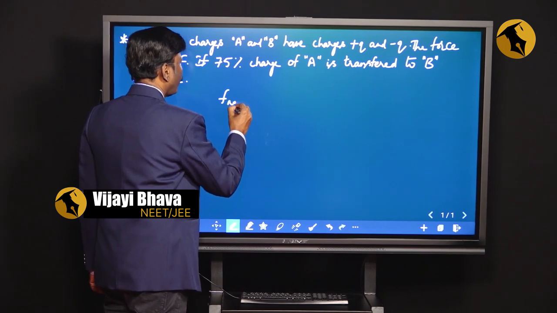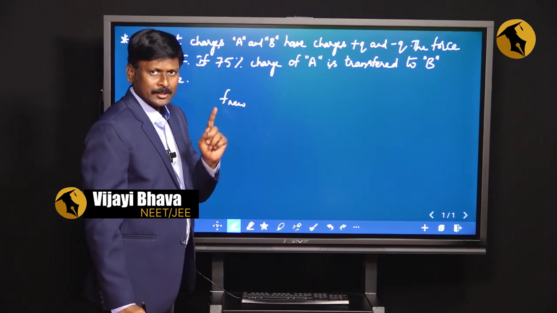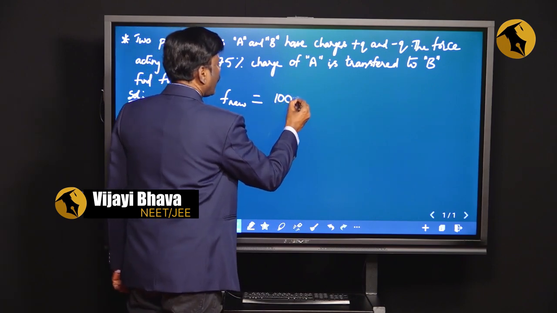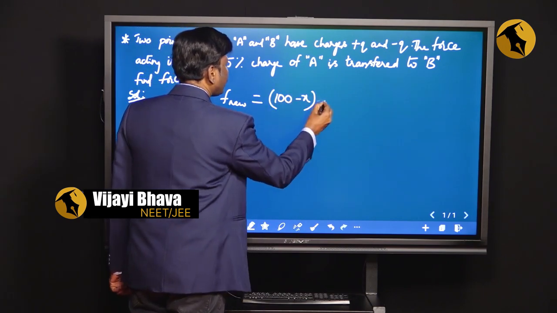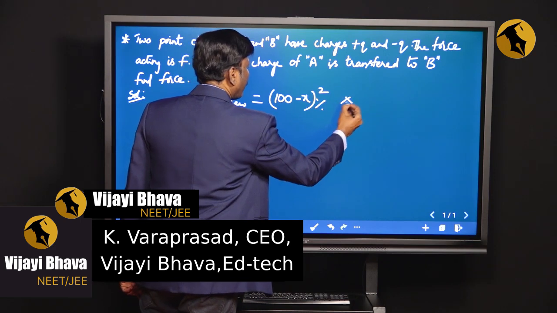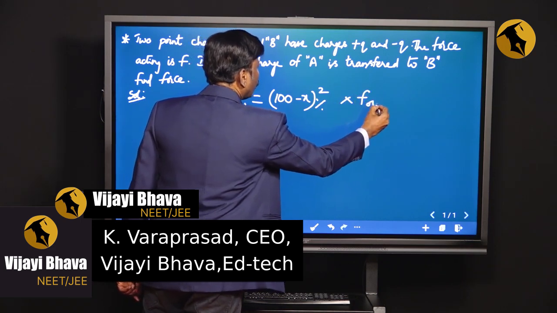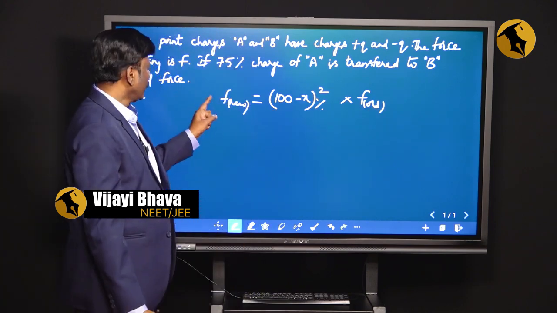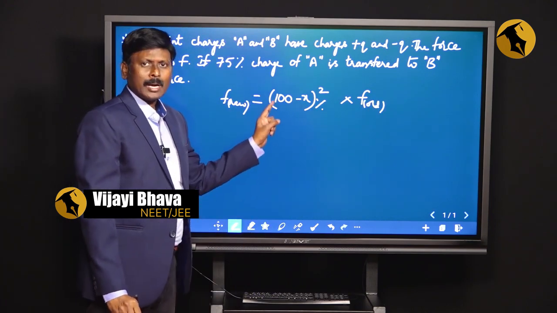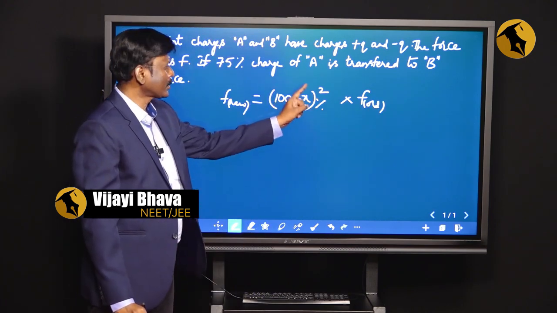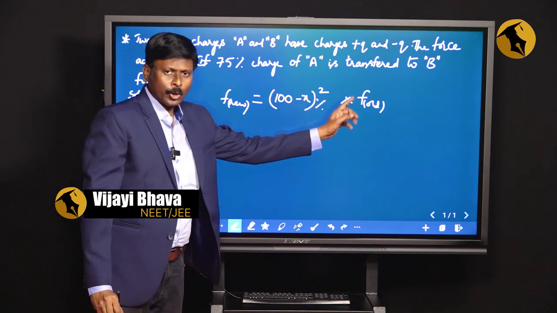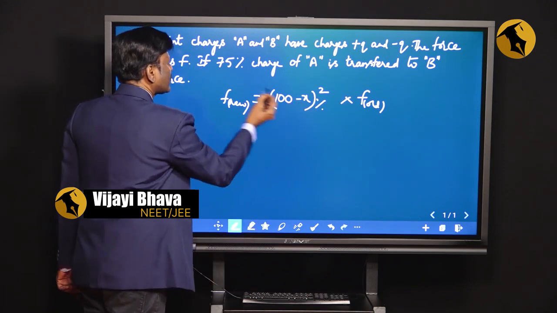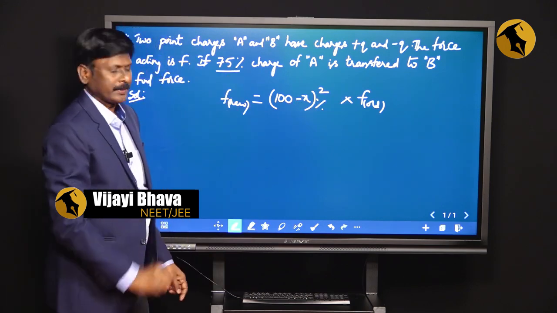The new force, F new, the new force to be calculated, comes out as (100 minus x)% squared multiplied by the old force. This is the formula to be applied. The new force is equal to (100 minus x)% squared into the old force given. Now, here x stands for the percentage transfer.